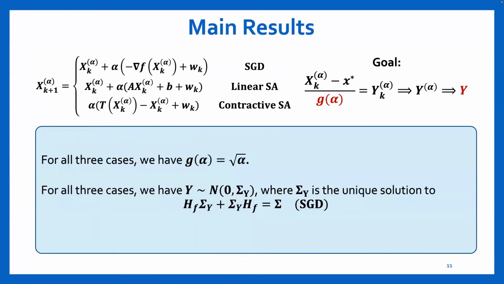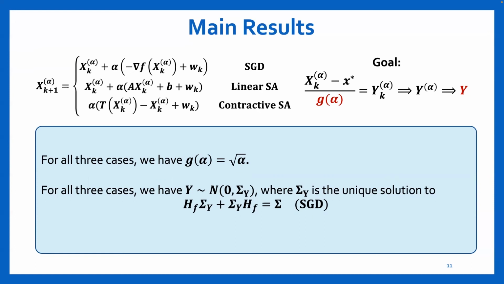Okay, so for all three cases, we show that the scaling function is actually square root of alpha. This is not very surprising because all these cases can be viewed as, to some extent, an extension of the simple case where we have the stochastic gradient descent for the norm square function in the illustrative example. And also for all three cases, we show that the stationary distribution of y is a normal distribution with mean zero and a positive covariance matrix.